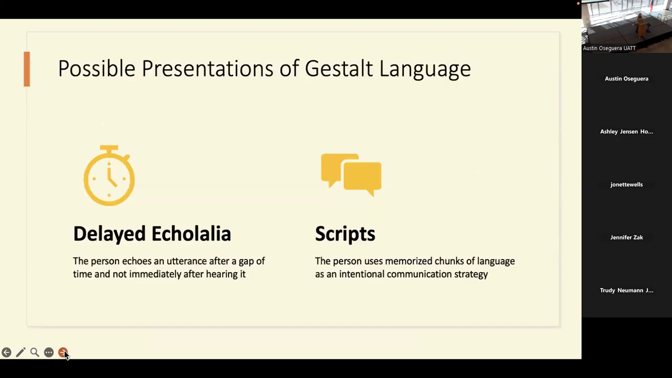So possible presentations of Gestalt language might be delayed echolalia. So the person echoes an utterance after a gap of time, not immediately after hearing it. And then another presentation would be scripts, where the person has a memorized chunk of language and they use that memorized chunk of information in an intentional way to communicate.